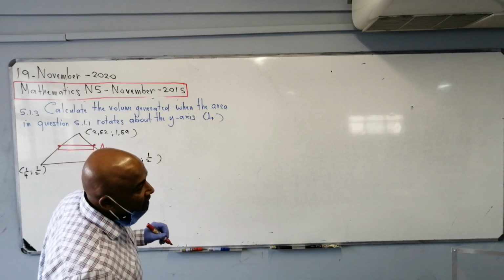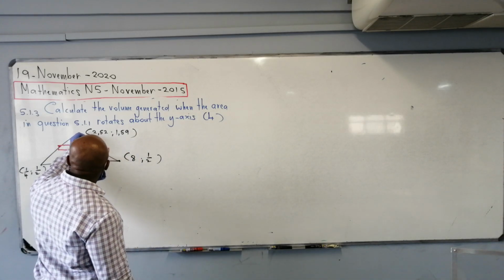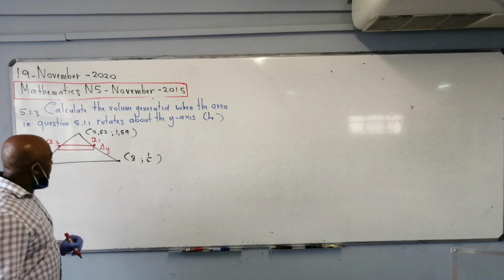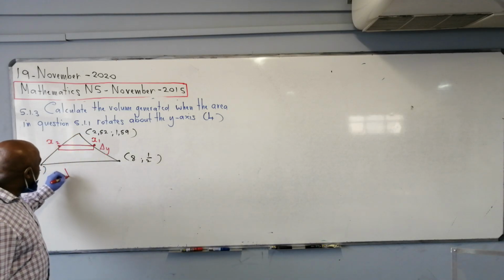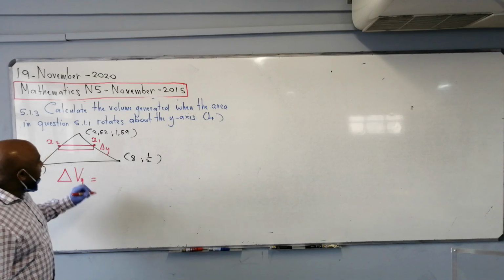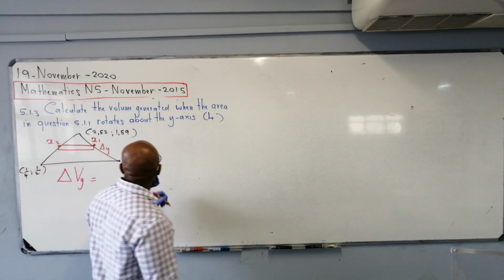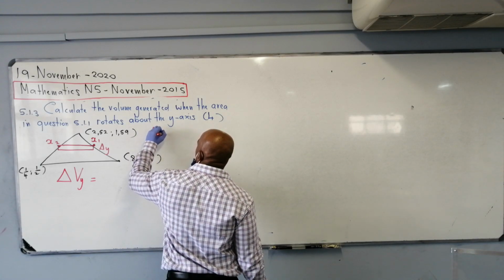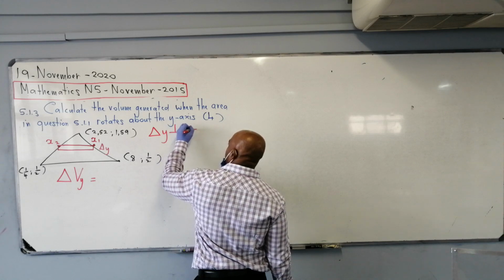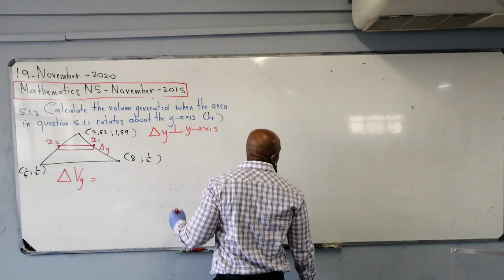Let me just refer to our diagram. We call that x1 and x2. So this was x1, this was x2. So now volume delta Vy, because we are rotating about the y-axis. So we know delta y is perpendicular to the y-axis.